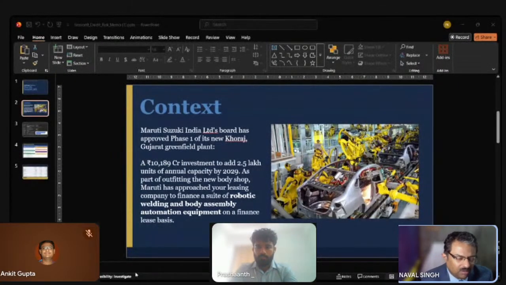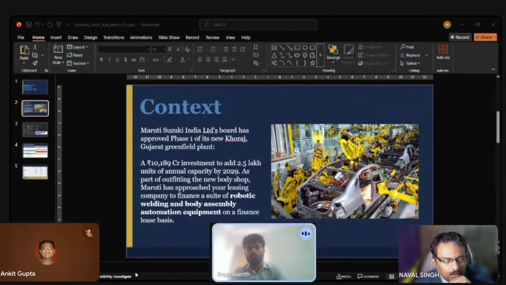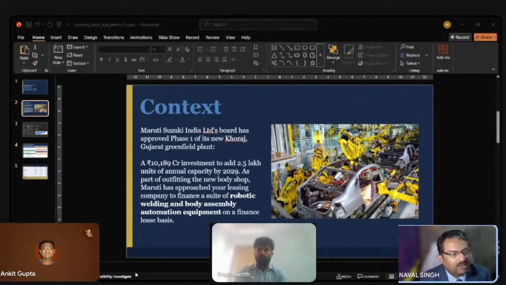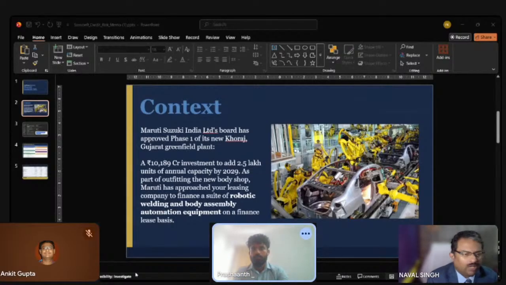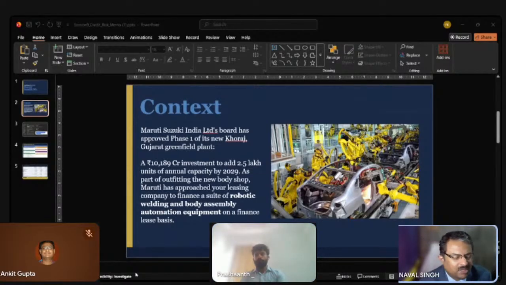Take around 700 crore worth of equipment across all the plants. So out of 700 crore of equipment, they are borrowing how much from us for this robotic arm? 40 crores, Mr. Singh. So 40 by 700 is around 6%. So 6% of their installed equipment base is what they're looking at.